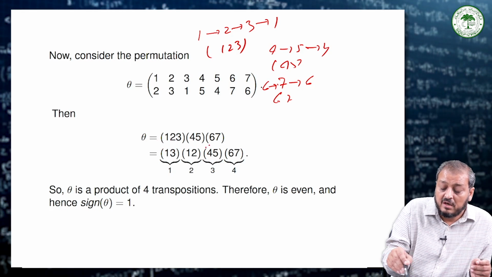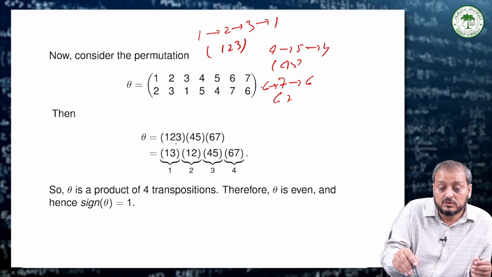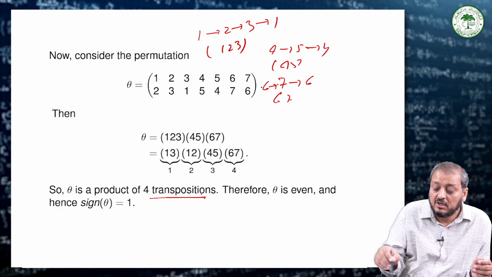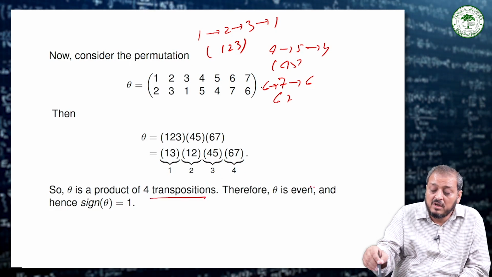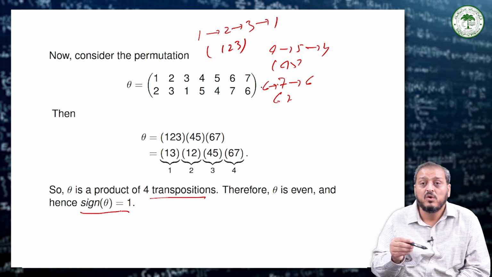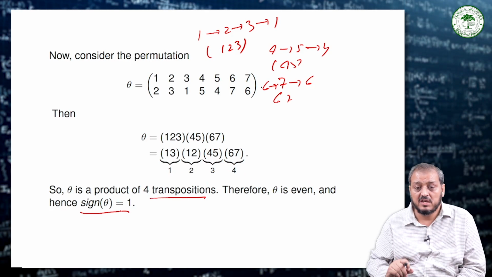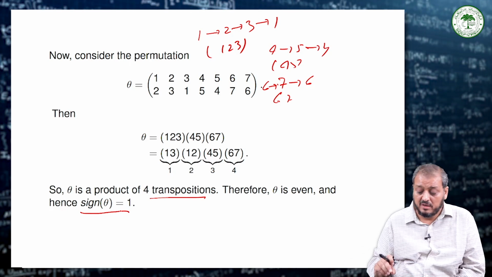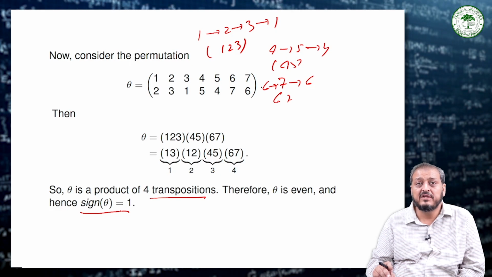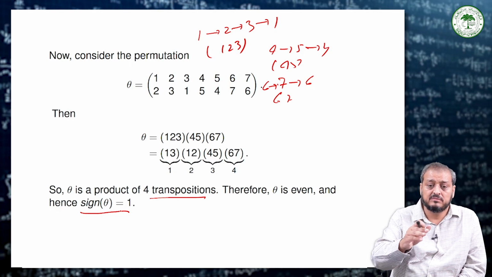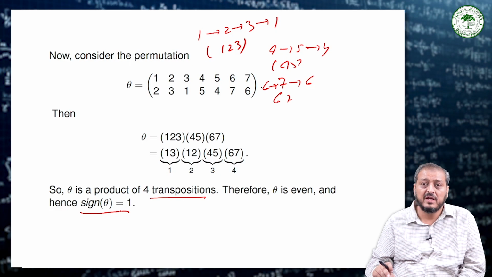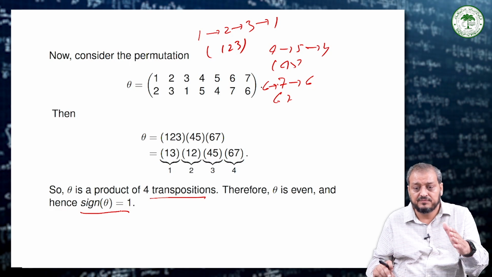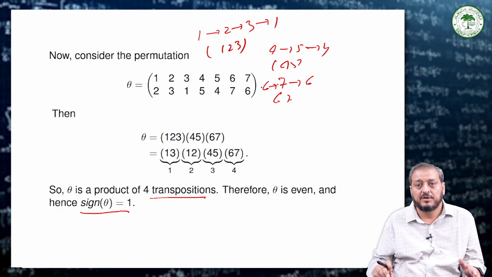We write it in the transposition form. This means θ can be a product of 4 transpositions. So θ is an even permutation, so it means the signature of θ is equal to 1. So in this case we simply write it into this form, easily calculate the permutation from the 2-cycles, and calculate the signature also.